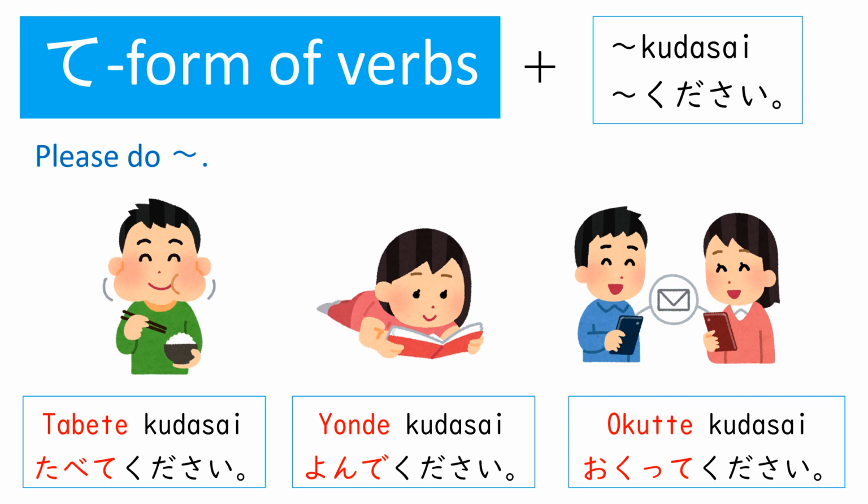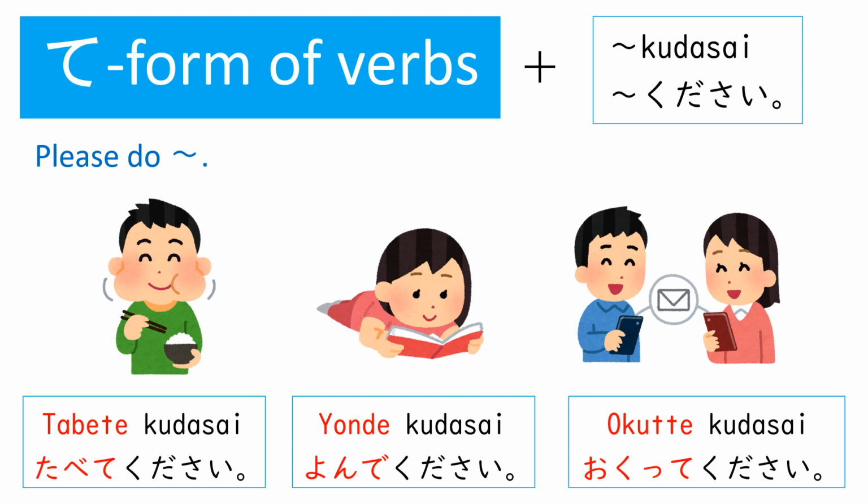Typical use of te form of verbs is to say, please do something. And kudasai is added after te form of verbs. For example, please eat is 食べてください. Please read is 読んでください. And please send is 送ってください. And so on.